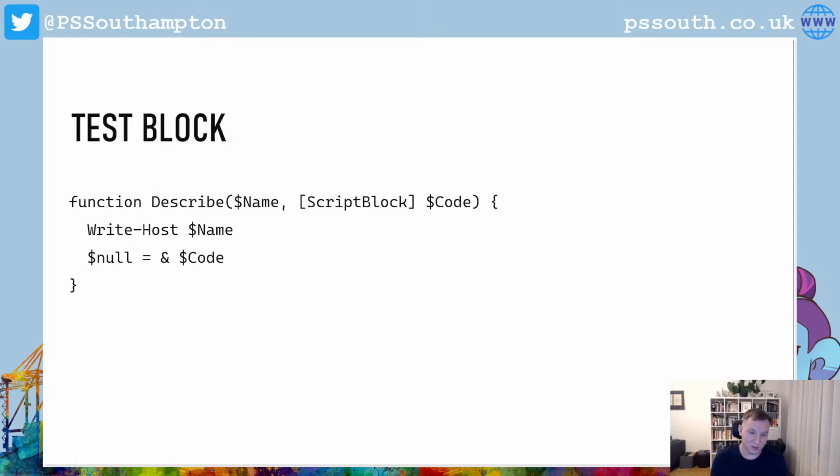Internally, it looks similar to the it block, but we're not catching any exceptions. We just grab the name, write it to the screen, and then we execute the code of the block and throw away all the output. This is not totally true for Pester 5. We actually capture the output and we give it all that information on the output object, but this is a scheme of how it works.